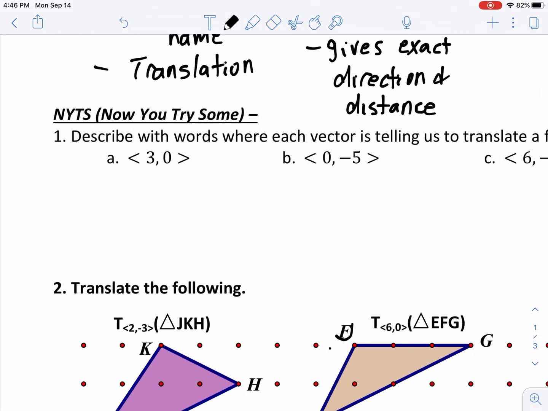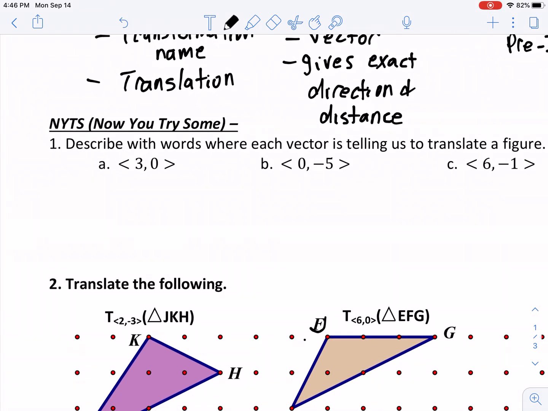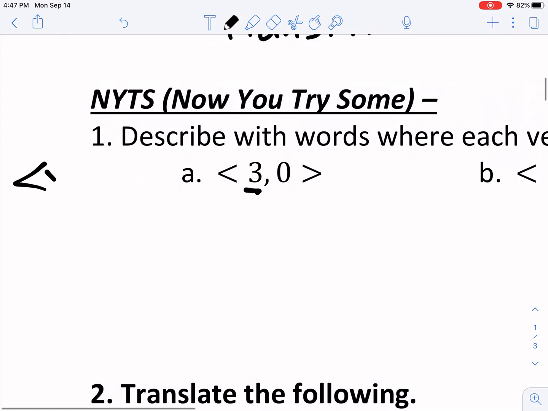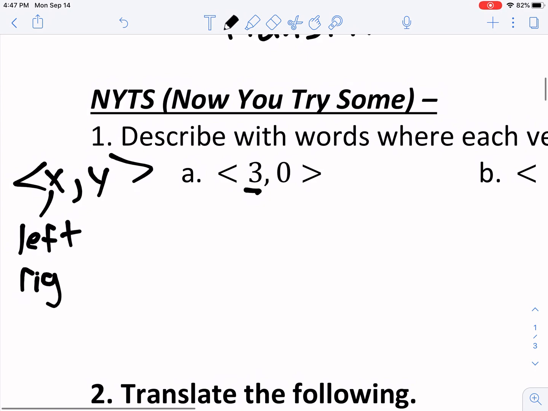So in this first one, it says, describe with words where each vector is telling us to translate a figure, okay? Well, the first part of the vector here is going to tell us left or right, okay? Left or right. So I'm actually going to make note of that over here, okay? So this is going to tell us left or right. However, left is going to be negative and right is going to be positive, okay? So left is going to be negative, right is going to be positive.